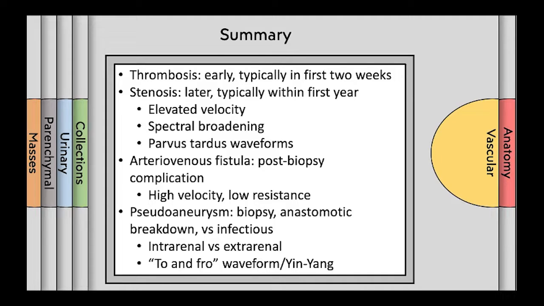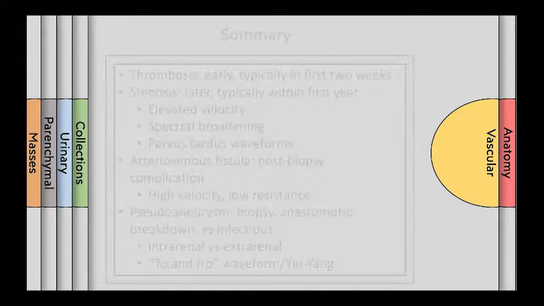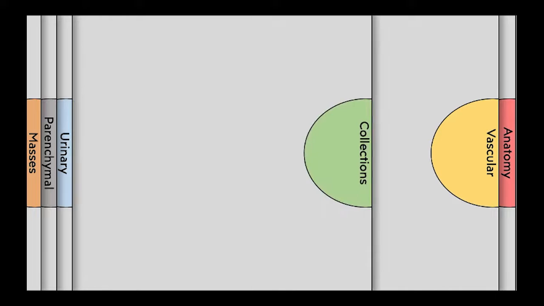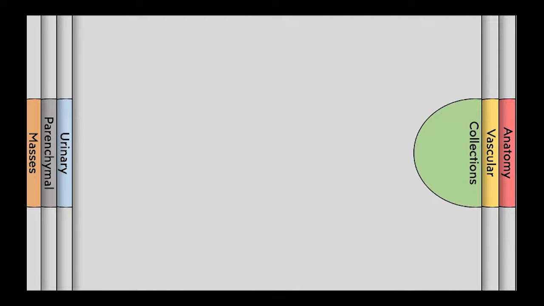Pseudoaneurysms may be from biopsy, anastomotic breakdown, or infectious. Pseudoaneurysms can be intrarenal or extrarenal. The to and fro waveform on ultrasound is classic, and this is called the yin-yang sign. We now move on to a discussion of the various types of fluid collections, which include hematomas, urinomas, seromas, lymphoceles, and abscesses.